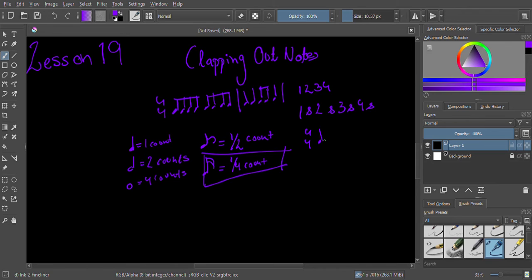So I've got an eighth note and an eighth note, and I've got a quarter note, I've got an eighth note and an eighth note, and I've got another quarter note. I want you to try to play this part, clap out the part.